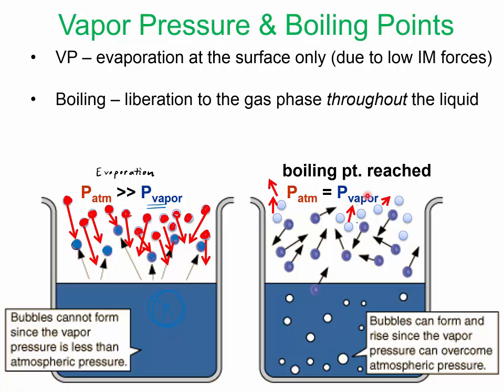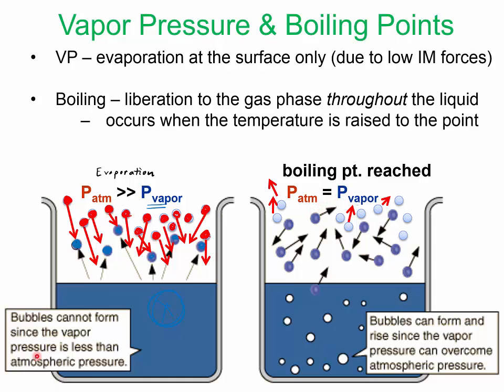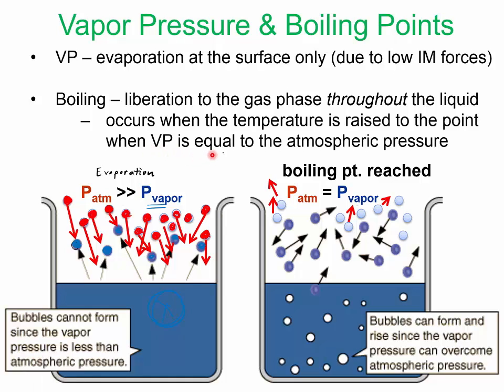Now, if we look at this picture over here, we see that there's enough heat acting on this liquid to cause these molecules to overcome the atmospheric pressure that's holding them down. This, by definition, is the boiling point. It occurs when the temperature is raised to a point where the vapor pressure is equal to or greater than the atmospheric pressure, and that is the boiling point.